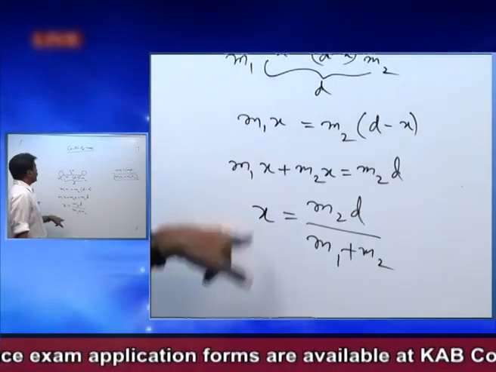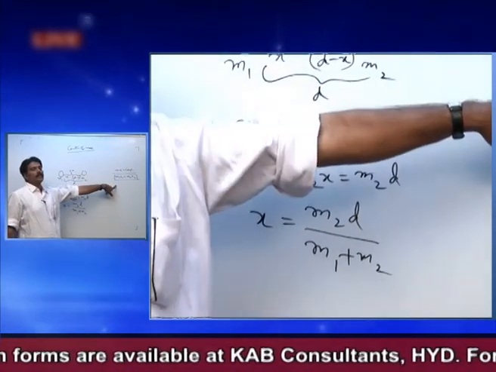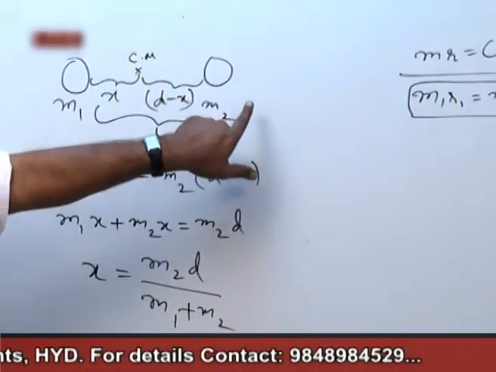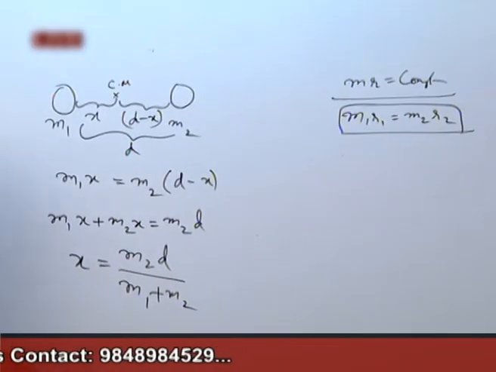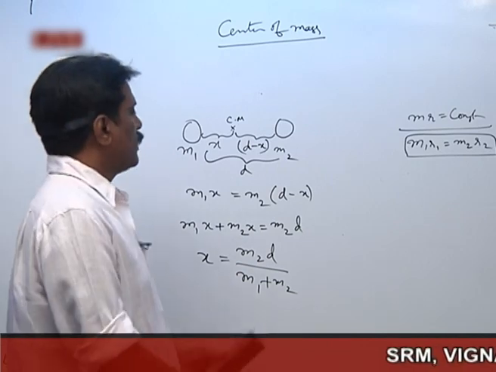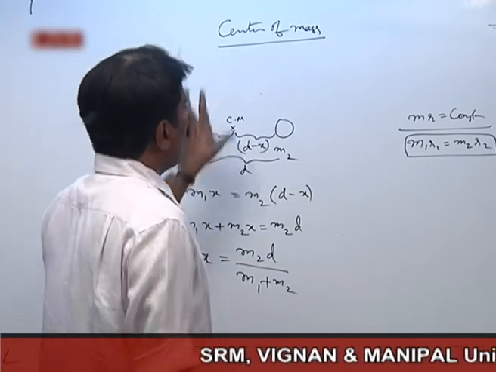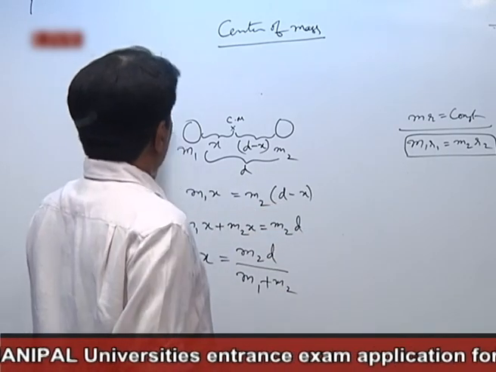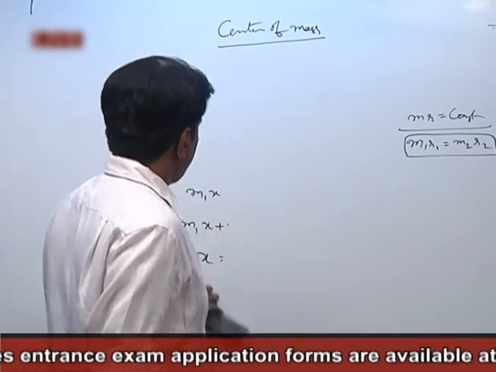This relation we got from this only. If you want the distance from m2, it will be m1d by m1 plus m2. As simple as that. So, this is one example where we used this relation. Let us go for another one.